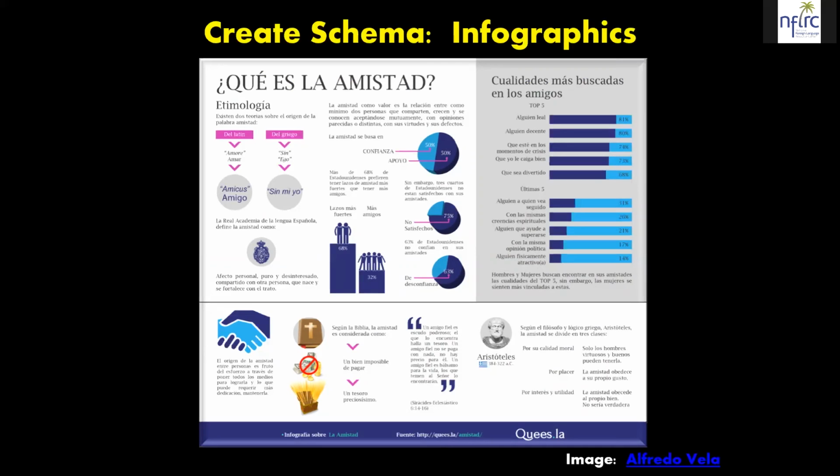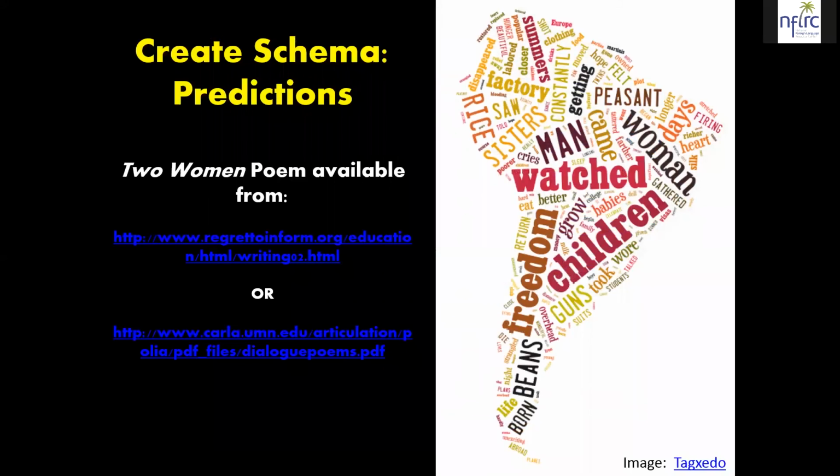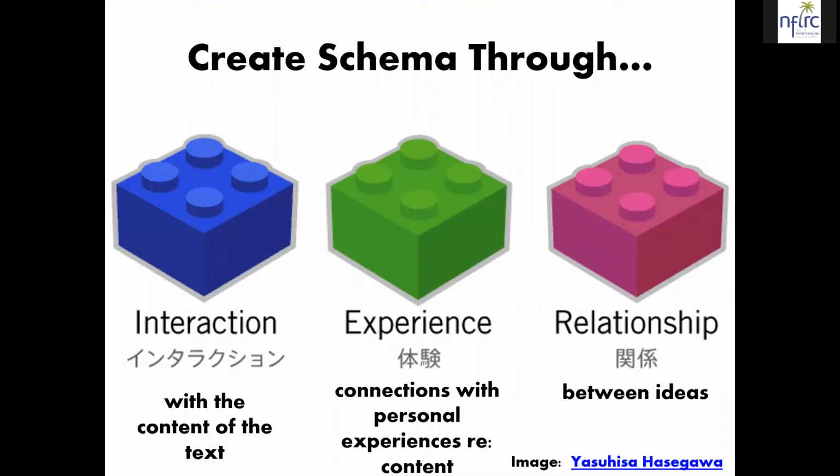We can create schema by having students make predictions, and you can use technological tools such as Tagxedo or Taggul to generate word clouds based on the frequency with which different words appear in the text, which also helps me as the teacher. We can create schema through interaction, experience, and relationships.